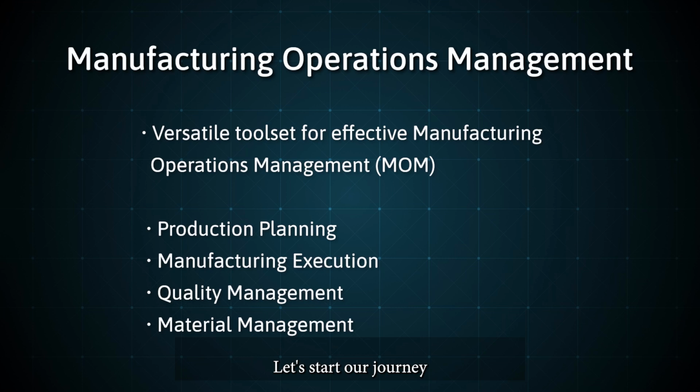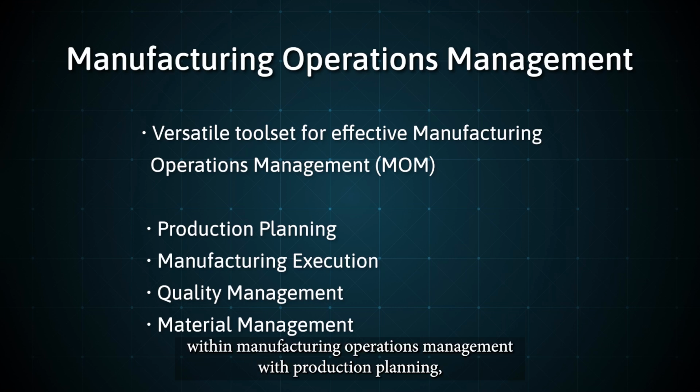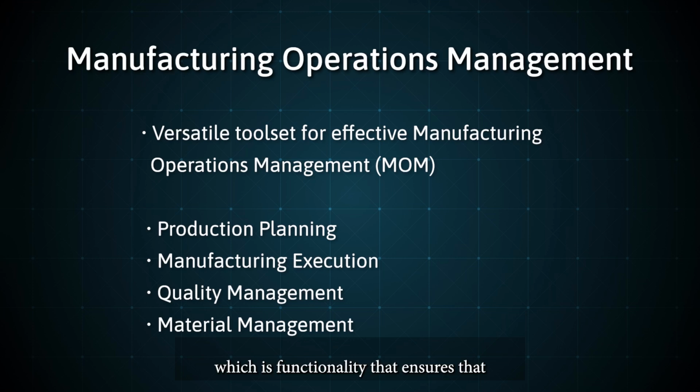Let's start our journey within manufacturing operations management with production planning, which is a functionality that ensures that we have everything in place in order to be able to produce the sold product just at the right time.